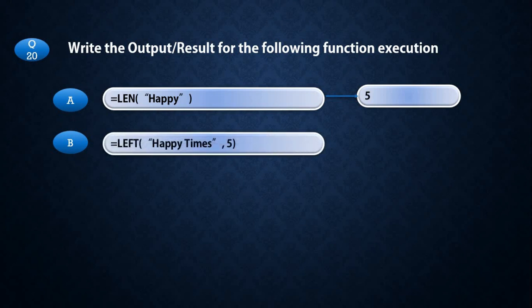Next one, equals LEFT of "happy" comma 5. So the LEFT function, we know, is used to retrieve the characters from the left side, and here they have mentioned that 5 characters have to be retrieved. So the left 5 characters is nothing but "happy". So the output of this will be "happy".